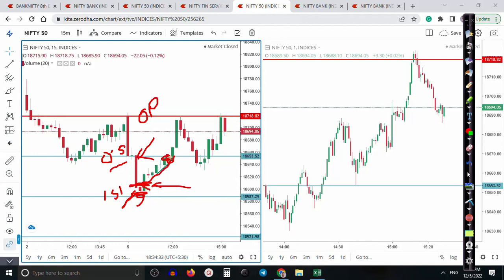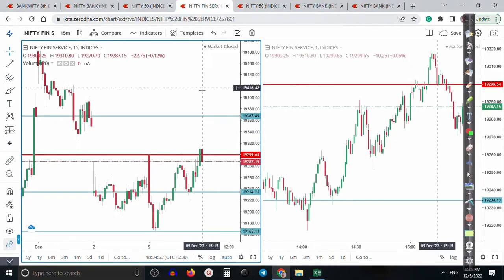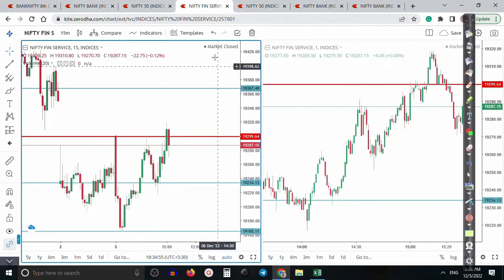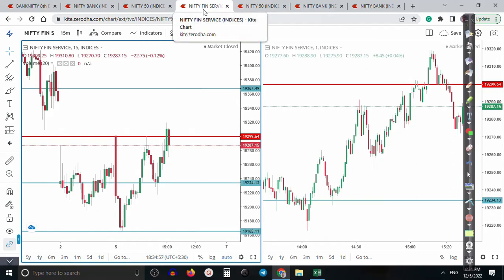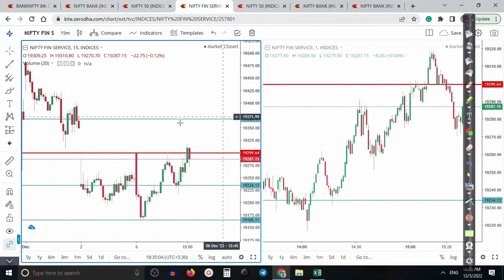After breaking this area, again price goes to this level, again pullback near 0.5, and some bullish candles are forming. Again we bought and hit this level. This is 0.5 standard deviation, and today we traded also in Fin Nifty. All right. So it's exactly working here.